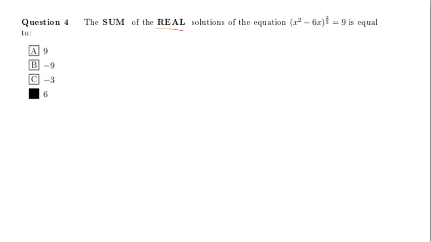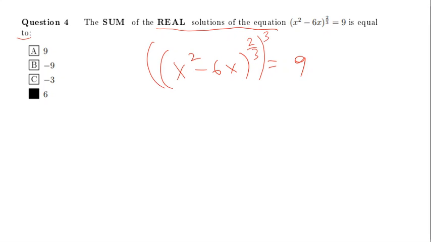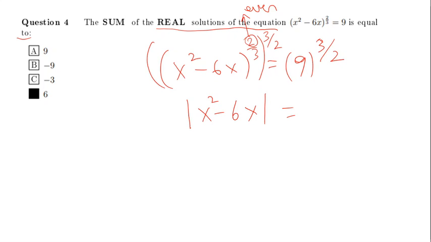Now, the sum of the real solutions of the equation is equal to, it says what? Now, x squared minus 6x to the 2/3 is equal to 9. How can you get rid of this? So we basically take the 3/2, raise them to the 3/2 power, okay? And then here, since it's an even number, this will become the absolute value of x squared minus 6x. And here, this part is 9 to the 3/2, which is equal to square root of 9 cubed.